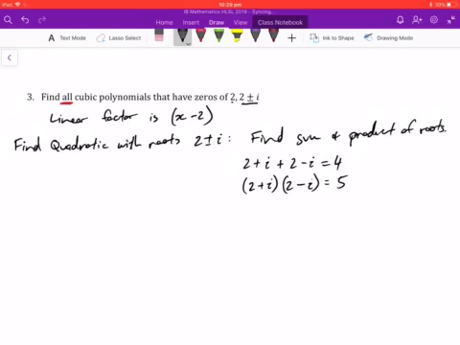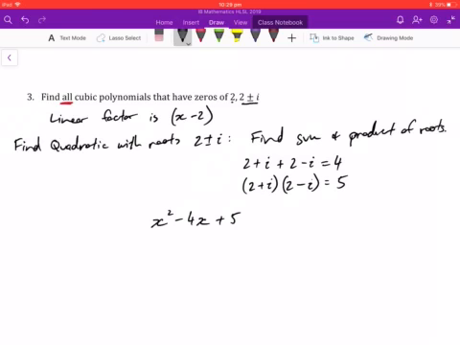So if we remember our quadratics, I can say that the quadratic with roots 2 plus or minus i is going to be x squared, I've got to get this right, it's the negative of the sum, so minus 4x, plus the product, 5. Now you can double check this if you really want to.